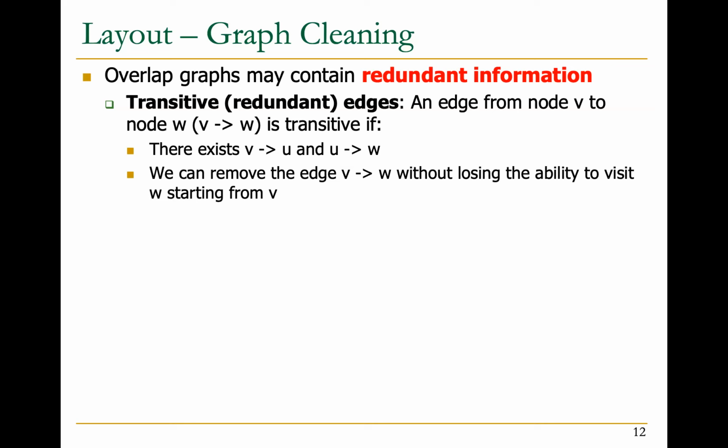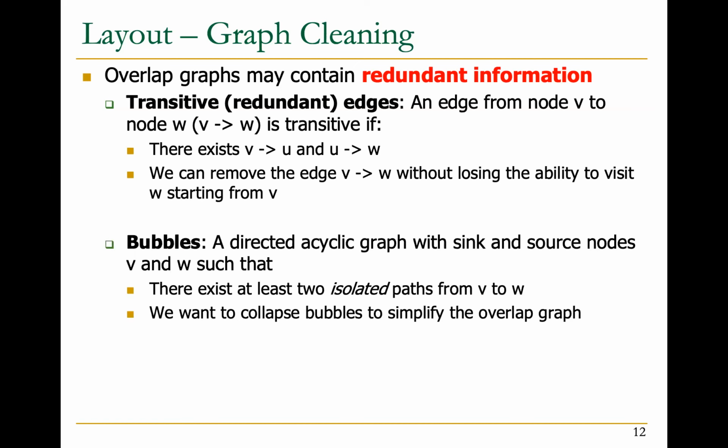Here, we don't care about the distance or the number of matching bases, we only care about the connectivity information. Do we lose connectivity? If the answer is no, then we say that one of these paths is transitive.